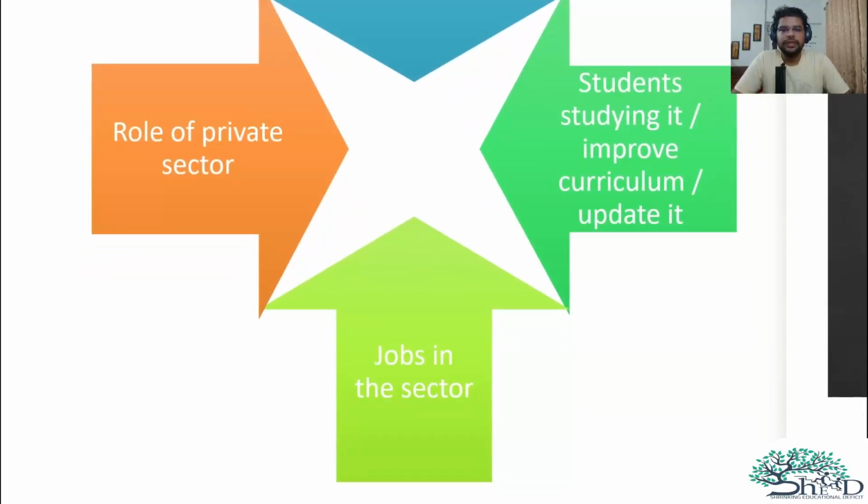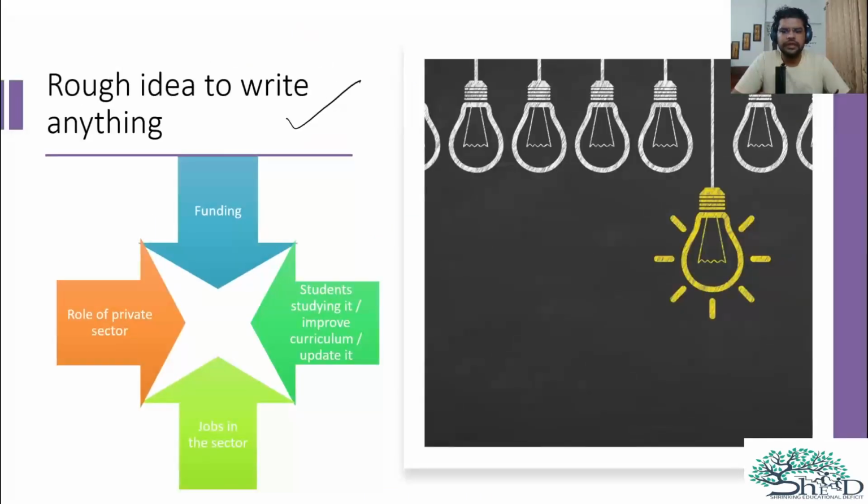Then students studying it improve the curriculum, update it. Basically, whatever is being taught right now about technology should be improved like that. Then jobs in this sector, of course, that is the part of private and government collaboration, that whatever is being done should lead to job growth, right? So that it is helpful for the country overall. So this is a sort of framework.